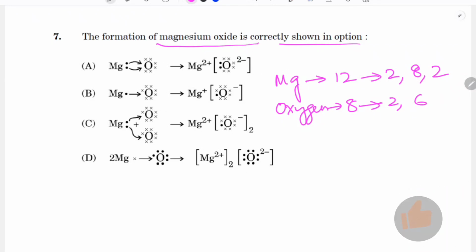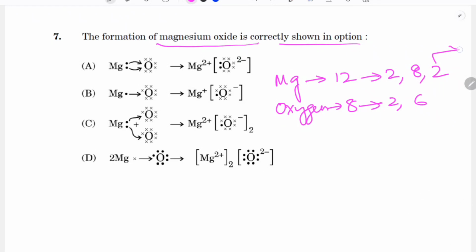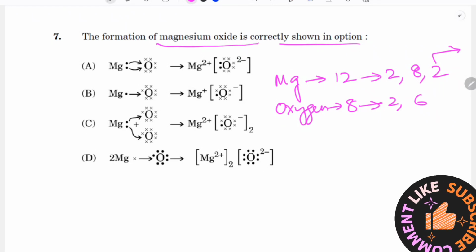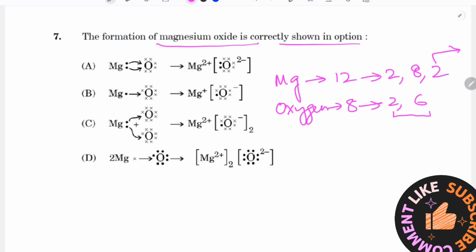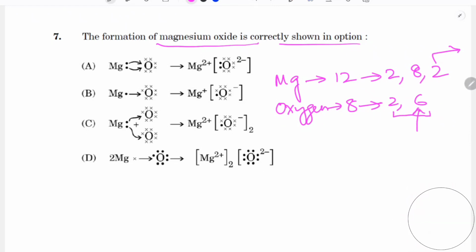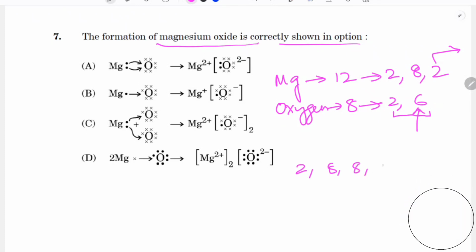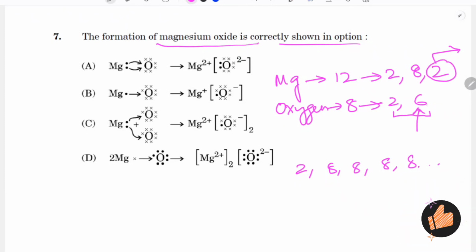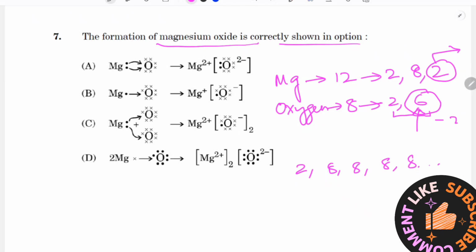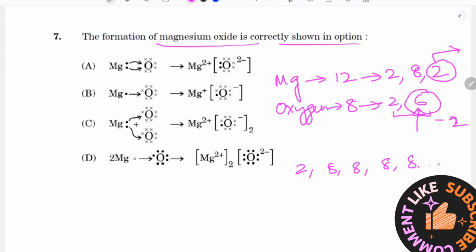So to become stable, the valence electrons, these 2 electrons, magnesium wants to give to some other one. Oxygen, to become stable, needs 2 more in the second shell to become 8, because when we say stable configuration, it should be like 2, 8, 8. This is the stable configuration. So here 6, so 2 electrons are needed. So which one represents the correct one, you have to see.